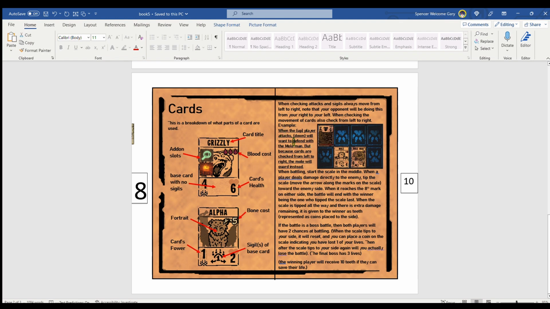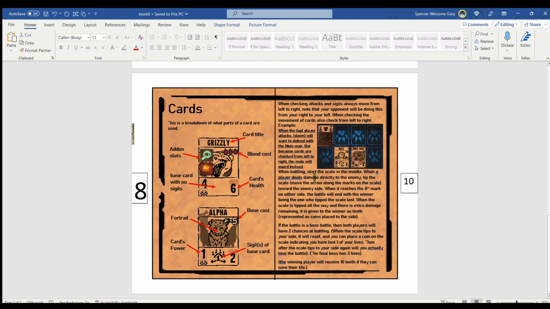And here's an example. When the up player attacks, down will want to defend with the mole man, but because cards are checked from left to right, the mole will guard instead. The mole man would, of course, survive this attack because it has 6 health, but the mole has to defend because it is the card that's closer to the left.